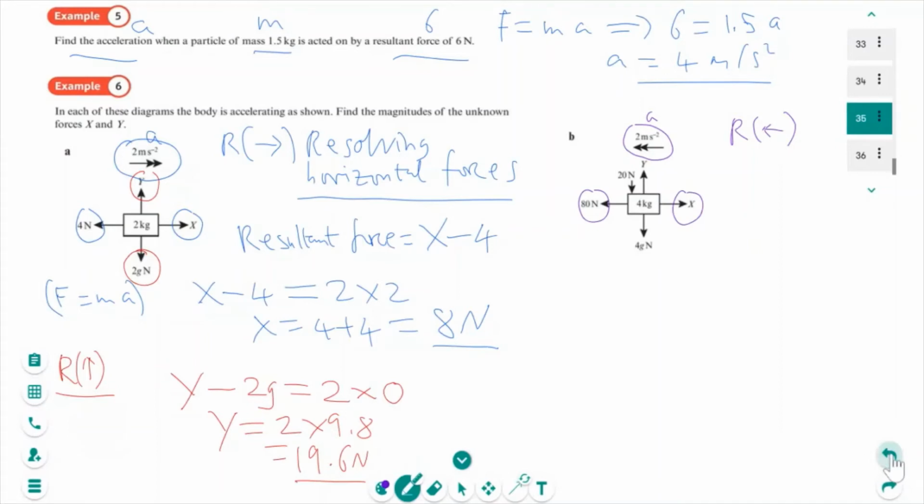Newton's second law says the resultant force, 80 take away x, is equal to the mass times the acceleration. That is the equation of motion. Resultant force is 80 take away x, mass is 4, acceleration is 2. If you solve that equation, you get 80 minus 8, which is 72. So x is equal to 72 newtons.